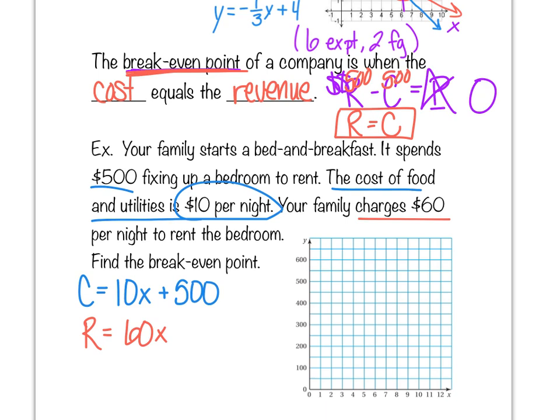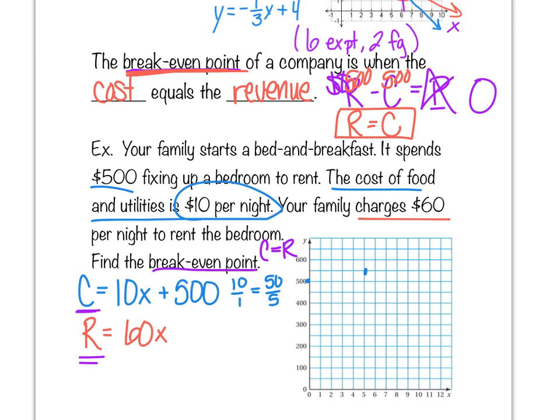Okay, so when it says find the break-even point, remember we said that's when cost equals revenue. Where are these lines going to intersect? That's what we need to find out. So let's start with the cost equation. The y-intercept is 500, and then we're going up 10. Now, you can see they're counting by 50s. So instead of going up 10 over 1, I'm going to go up 50 over 5. That's going to be the same as a slope of 10, but it'll make this a little easier to graph. So up 50 and over 5 puts me right there.